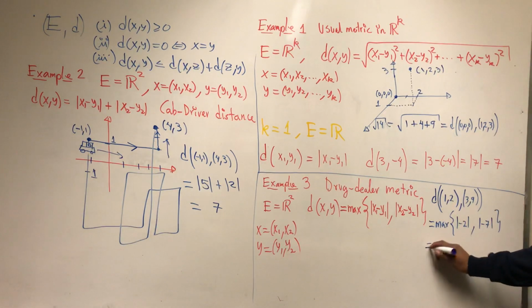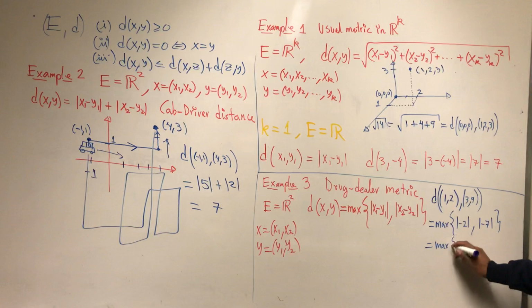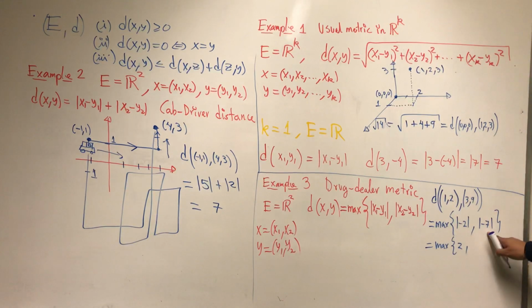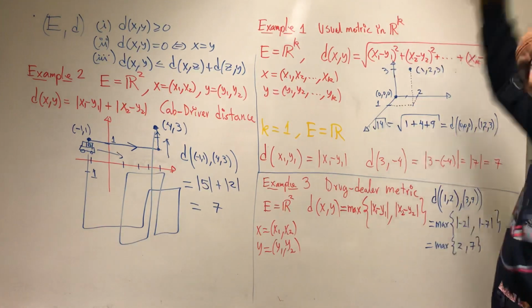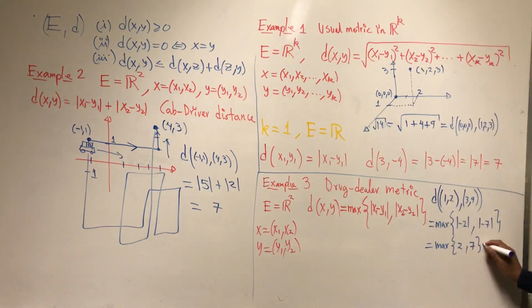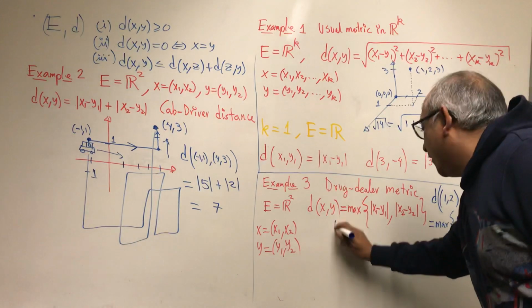So the absolute value of negative 2 is 2. The absolute value of negative 7 is 7. So what is the largest between 2 and 7? The bigger one? 7, right? 7. That'll be that. In a visual example, it works like this.